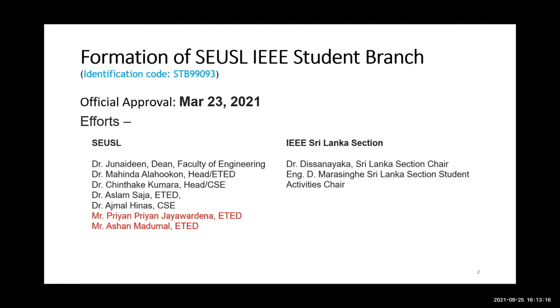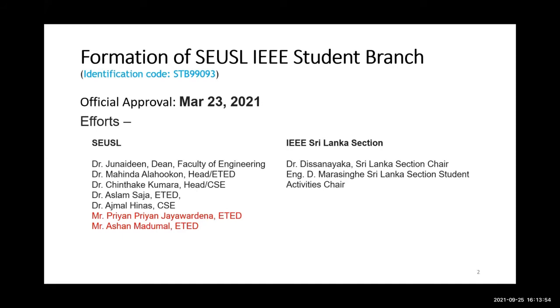As the moderator Ganesha mentioned, our IEEE student branch is still new. We formed the student branch; it was officially approved as of March 23rd this year. There were many staff members, starting with the Dean of the Faculty of Engineering and the heads of the departments of Electrical and Telecommunication Engineering and Computer Science and Engineering. They were very helpful in getting the application approved.